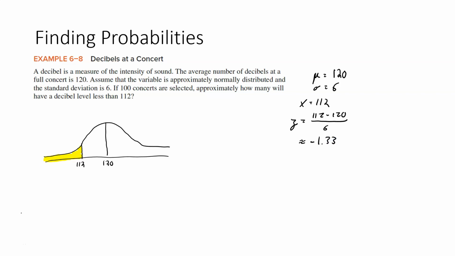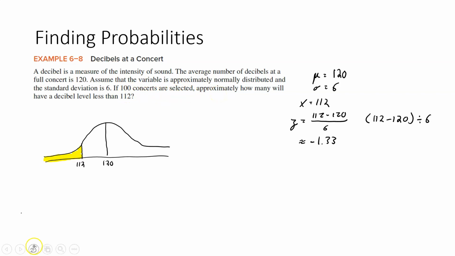If you're typing this into a calculator, by the way, you type it in as 112 minus 120, divided by 6. I don't think I went over that. But just for order of operation's sake, do the top of the fraction first, then divide it by 6. It's negative 1.33. So I'm going to look up negative 1.33 in my table, and that's going to be my probability value. It says if 100 concerts are selected, approximately how many have a decimal.